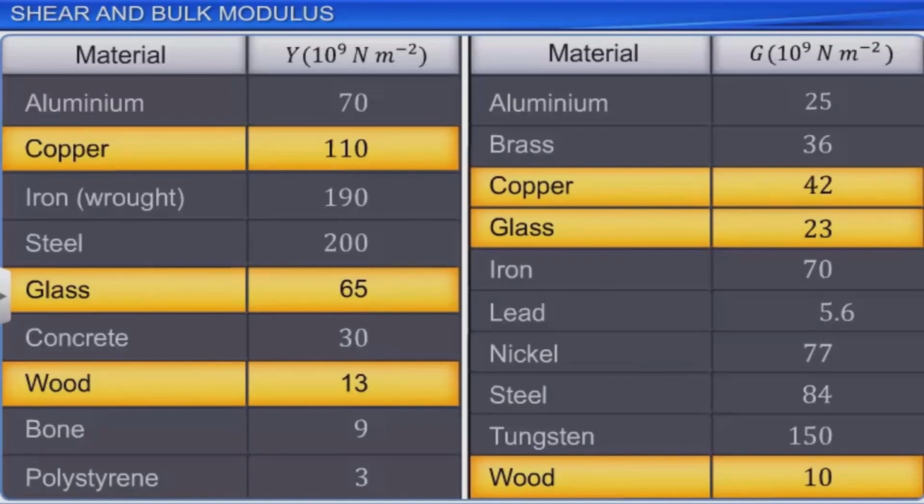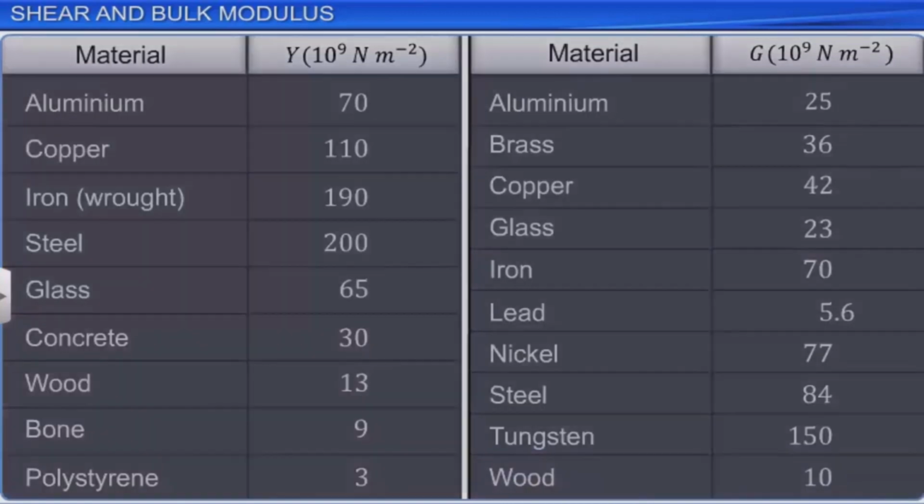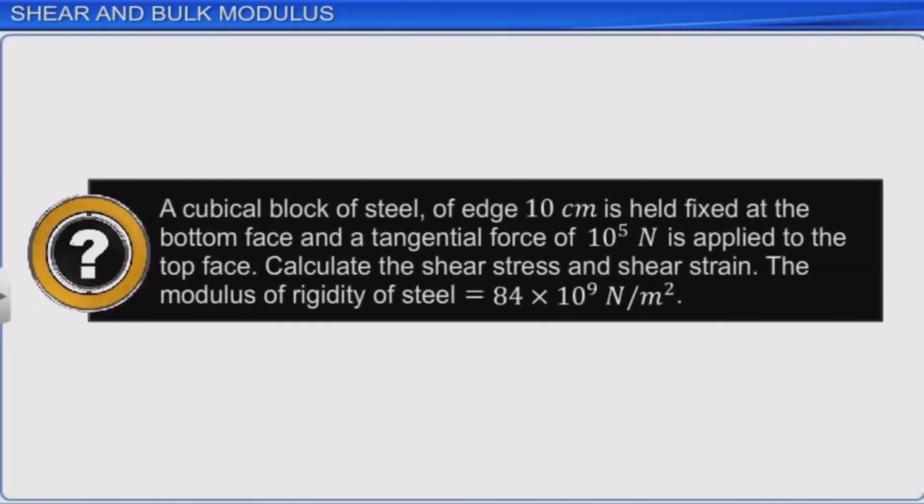We will now solve a numerical problem. A cubical block of steel of edge 10 cm is held fixed at the bottom face, and a tangential force of 10 to the power 5 newtons is applied to the top face. Calculate the shear stress and shear strain.